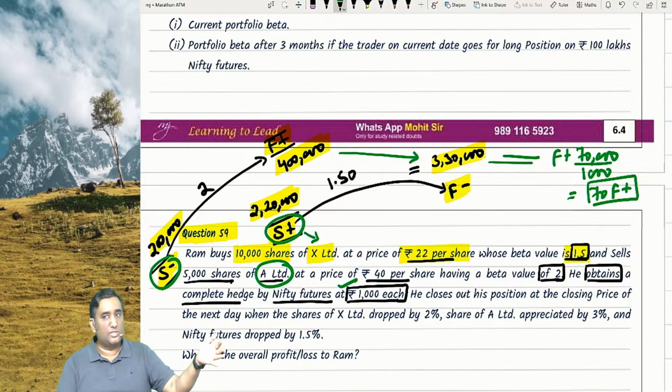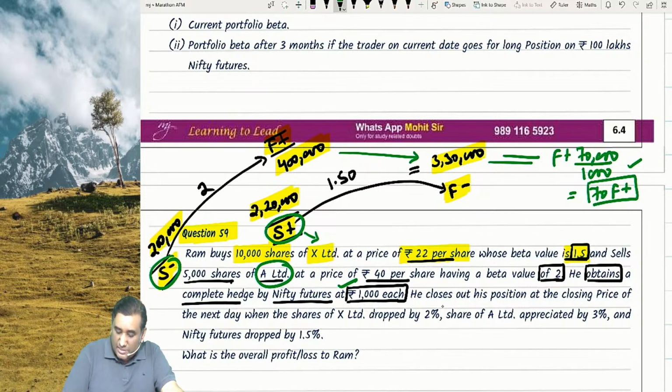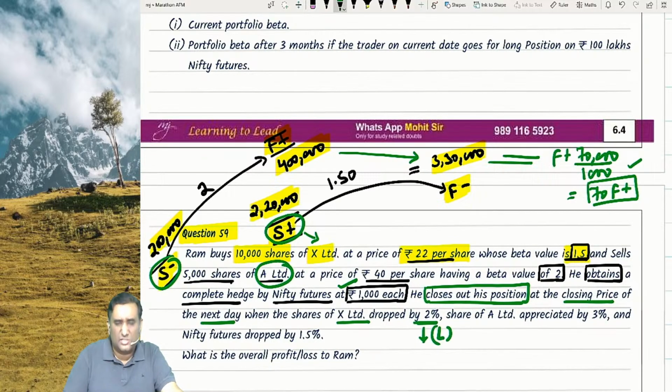We have seen the question just now, 42 or 43, in which F plus and F minus net was a short position. This net is a long. So long in the shares of X, short in the shares of A, long in the futures. Now he says he closes out at the close price of the next day, when the share of X Limited dropped by 2. You were plus and the price decreased, so loss. Shares of A Limited appreciated by 1. The price has gone up, and since you are minus, you will buy costly. This also gives you loss. And Nifty futures dropped by 1.5.